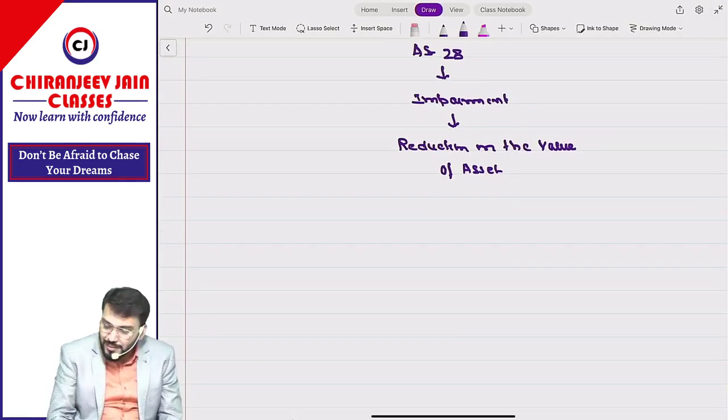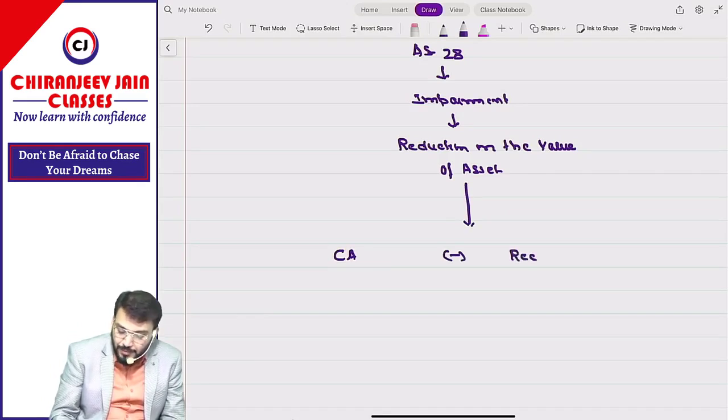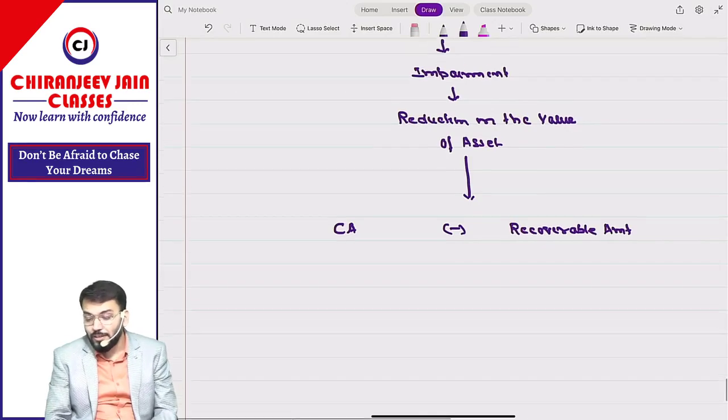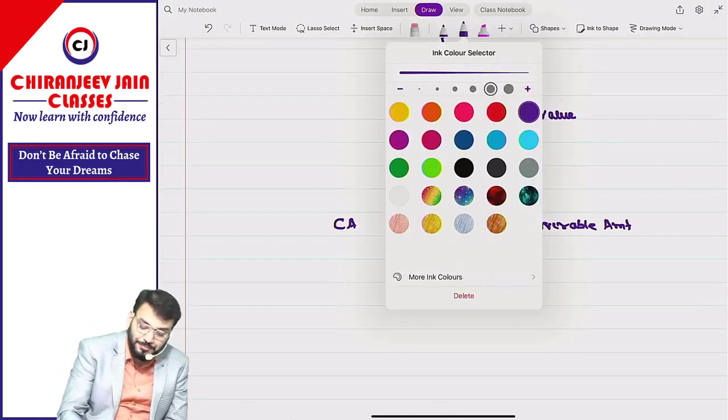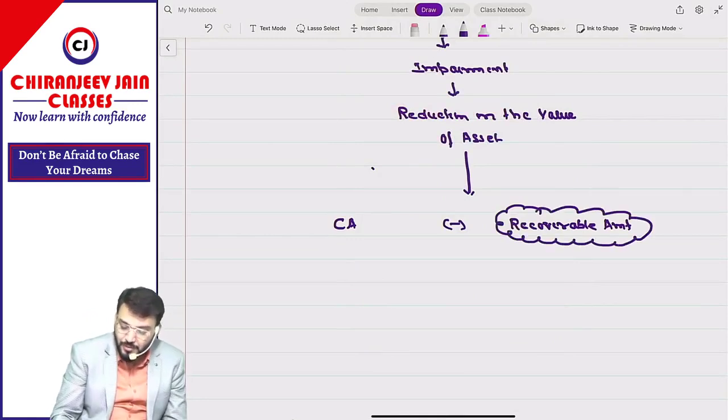So what AS28 says is that we need to compare the carrying amount of asset with the recoverable amount of asset. Now of course, we need to understand the meaning of recoverable amount. What is the meaning of recoverable amount? A new term in your life.